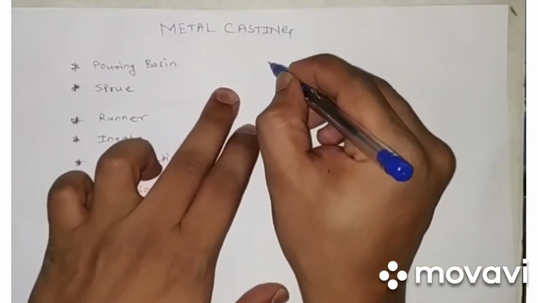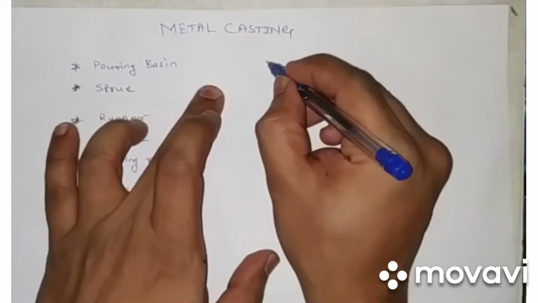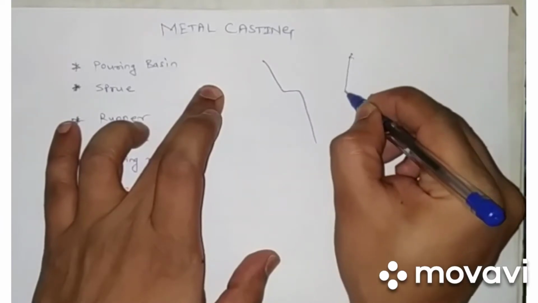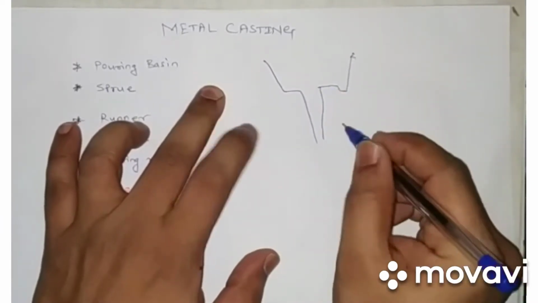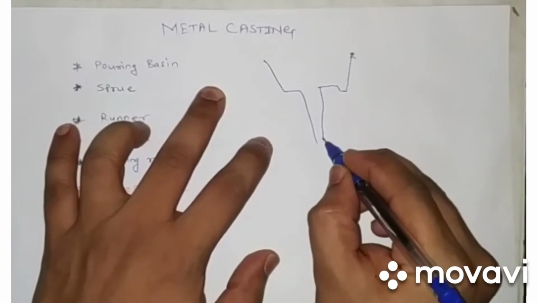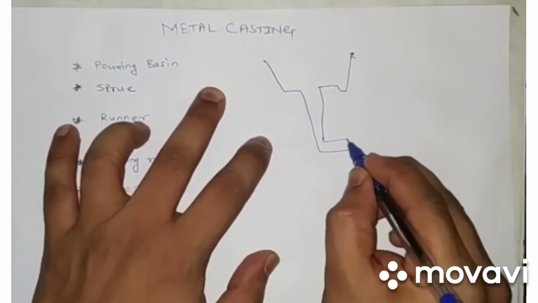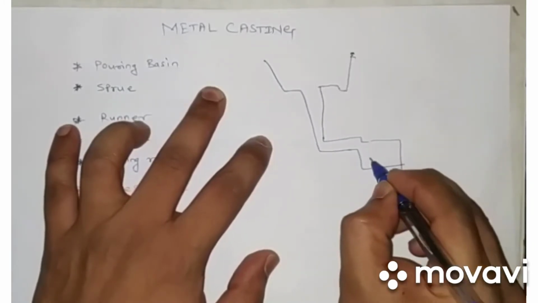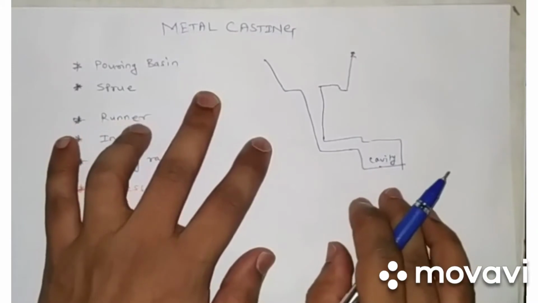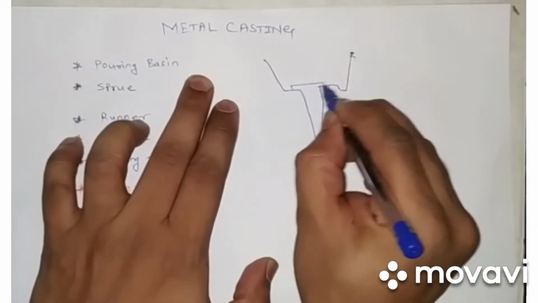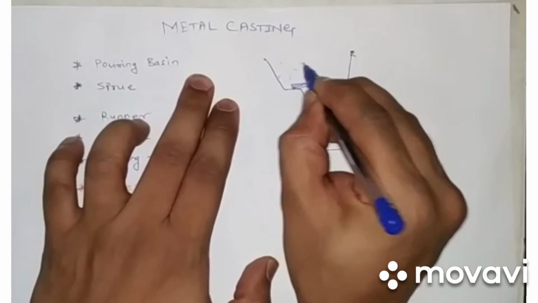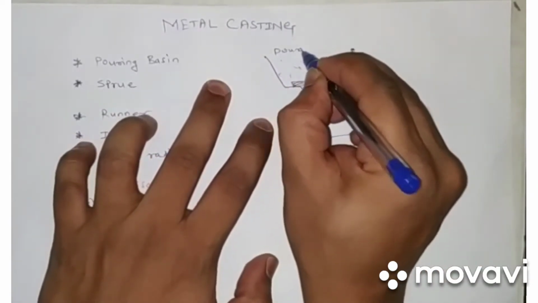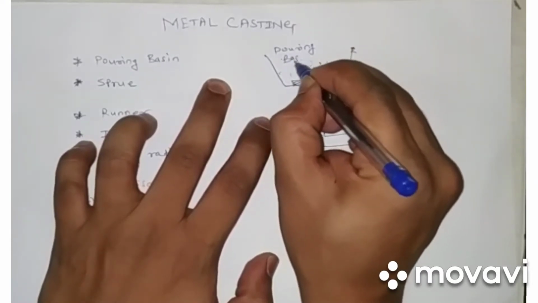So let's consider a pouring basin. This is my cavity which I want to fill. Now this is my pouring basin, in which the molten metal is kept.